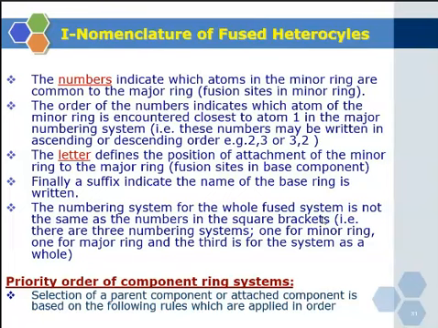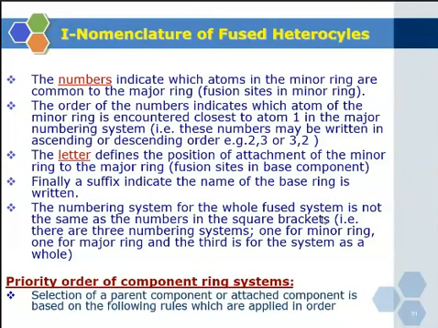That is, there are three numbering systems: one of the minor ring, one of the major ring, and the third is the system as a whole. The entire fused system is numbered as a whole. How it is done, we will see in the examples, and at that time these concepts will be very clear. So don't worry for the time being. Just try to understand the thing. That's all.